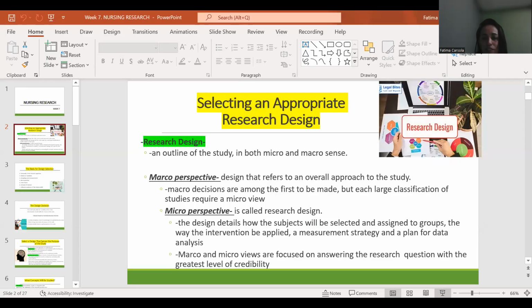Okay, tonight we will talk about selecting an appropriate research design. Just let me share my screen. This is for week 7 in research, and we have here the first slide. Okay. So we have here the research.